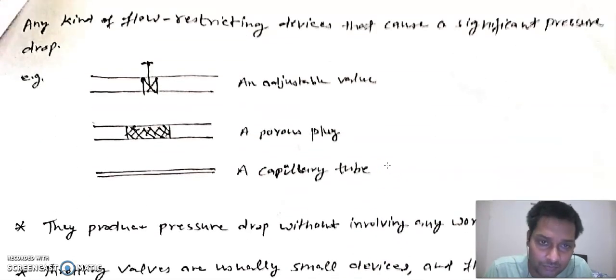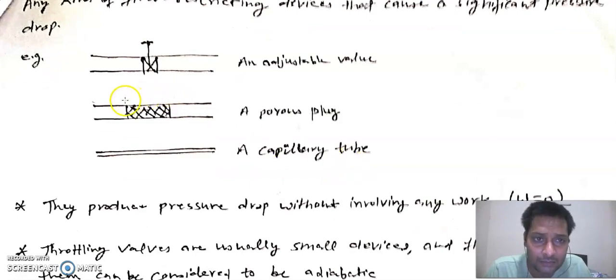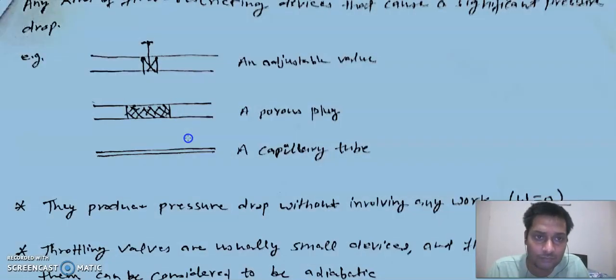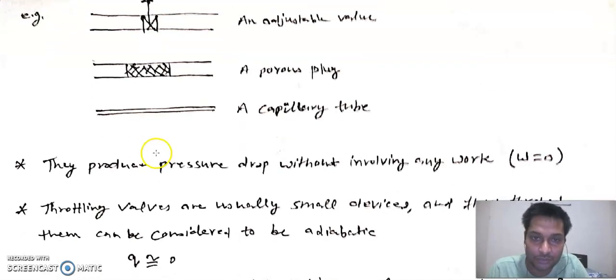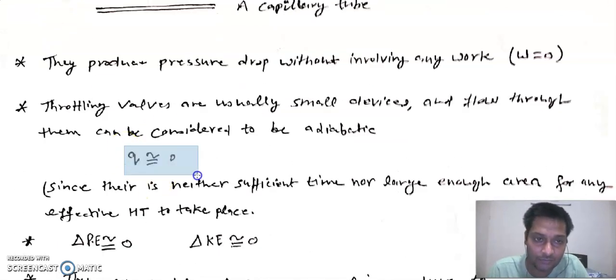Second, the heat transfer within this throttling valve is negligible because the size of the throttling valve is very small. Secondly, the fluid spends very little time in the throttling valve, so it will not allow a significant amount of time for any heat transfer. So we can simply assume the heat transfer within this throttling valve is negligible. So the Q will be 0.